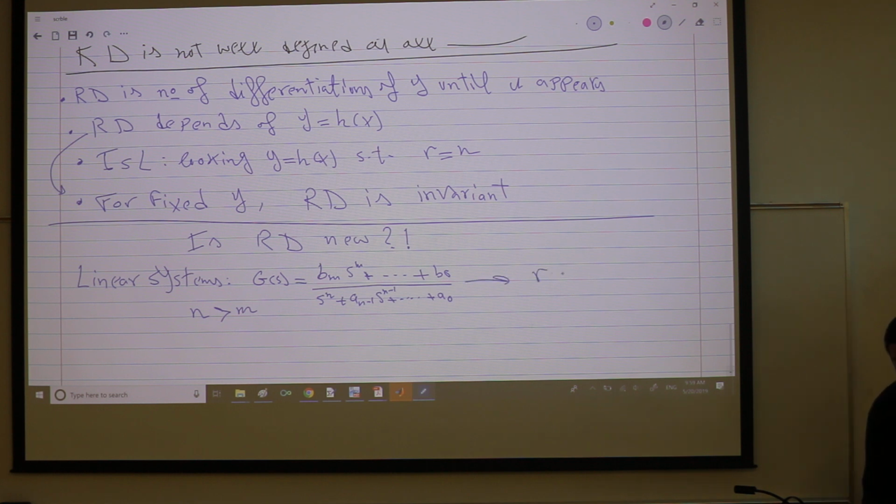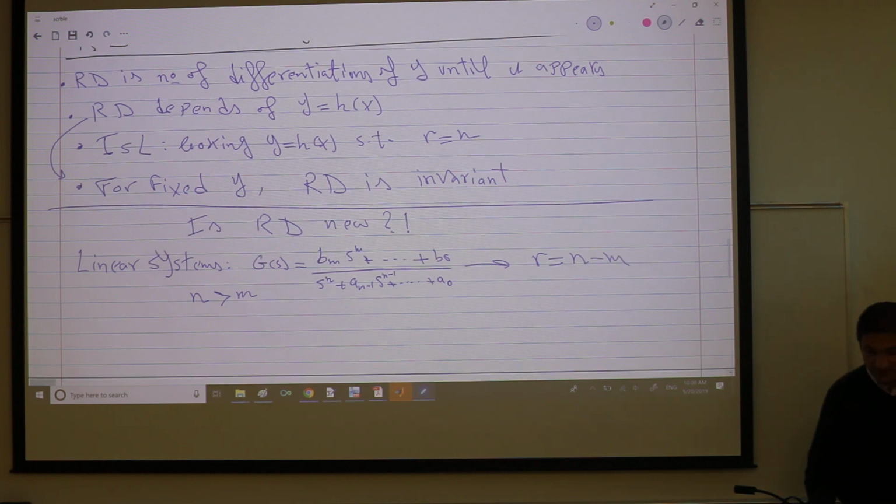What is the relative degree for this transfer function? What is the relative degree of a transfer function? n minus m. Yeah, n minus m, right? The number of poles minus the number of zeros, right? This is actually n minus m.